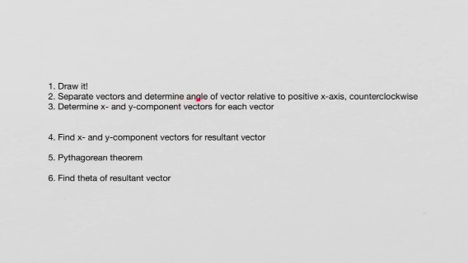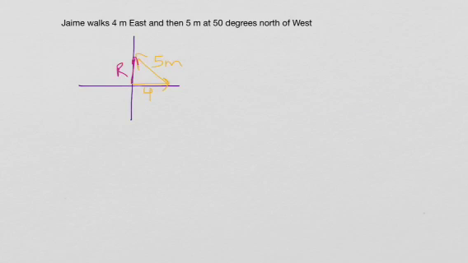Now I need to separate the vectors and determine the angle of the vector relative to the positive x-axis counterclockwise. So let's look at each of our vectors. My first vector is 4 meters east. The angle relative to the positive x-axis in this case is going to be 0 degrees, because it is on the positive x-axis if we are going east.